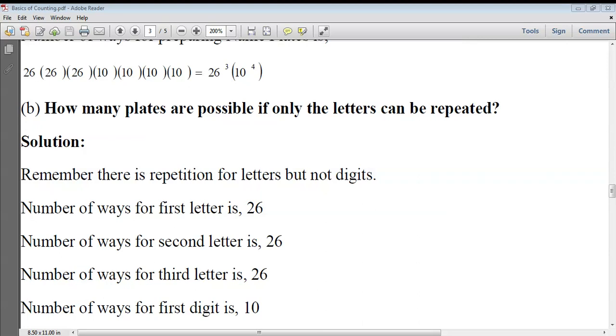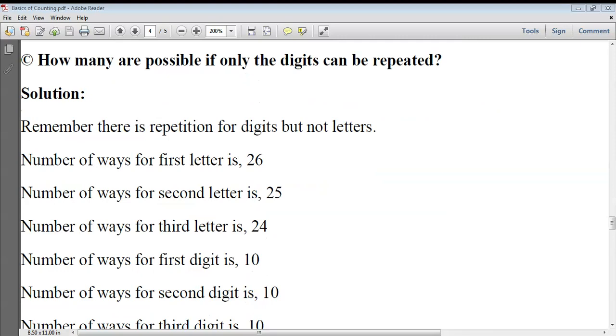Since there is no repetition for digits, for the fifth place you have only 9 chances. Sixth place is also a digit, you have only 8 chances. Seventh place is also a digit, you have only 7 chances. The total number of ways under this category is 26 into 26 into 26 for letters, into 10 into 9 into 8 into 7 for the digits. It is 26 cube into 10 into 9 into 8 into 7.